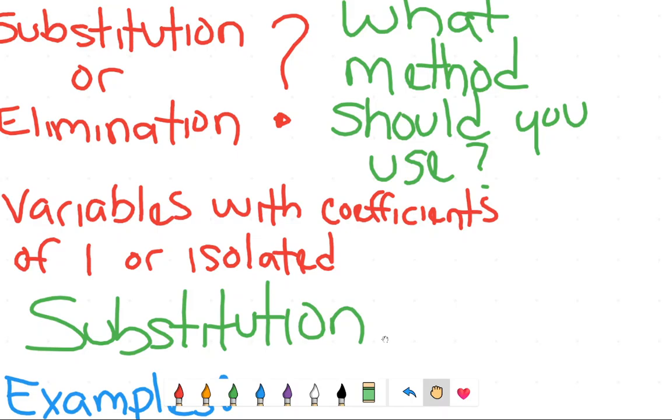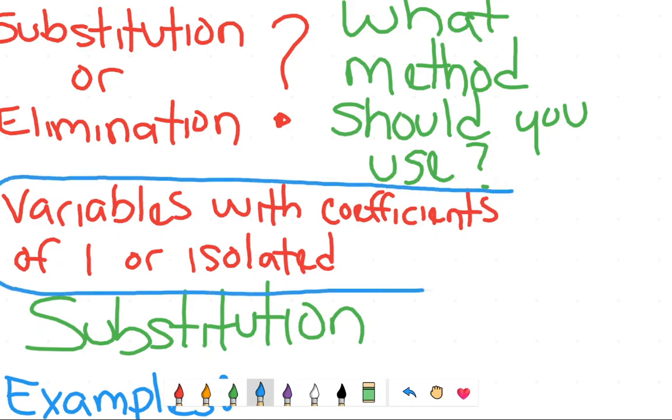If the variables have coefficients of 1 or the variable is isolated, it is best to use the substitution method. If the variable is isolated, that means that the variable is by itself, which really means that there's a 1 in front of that variable.